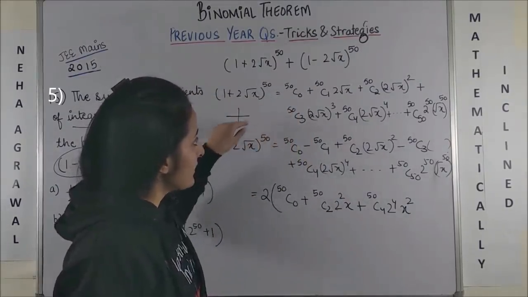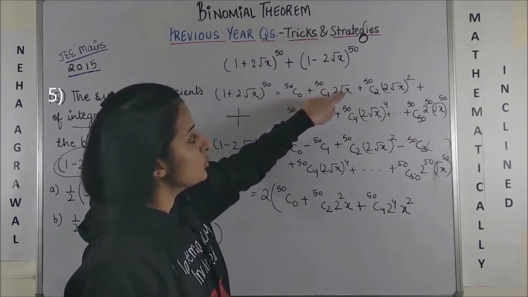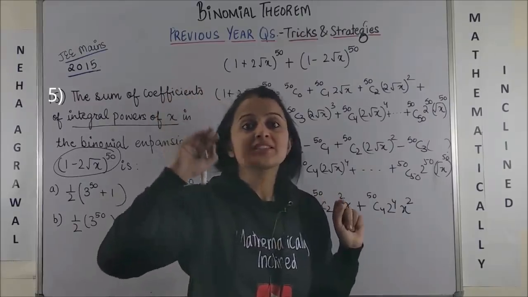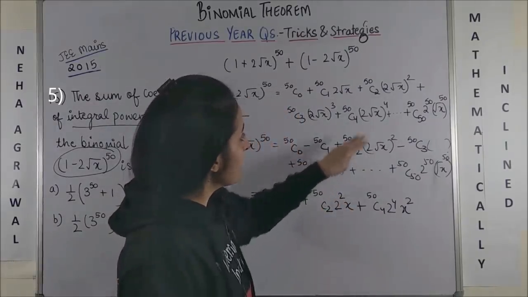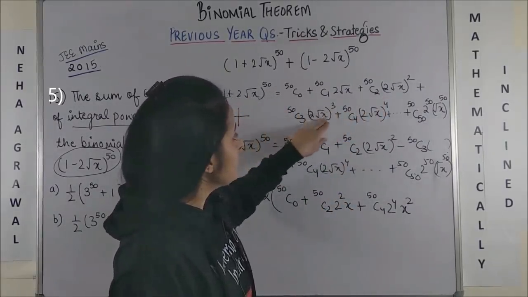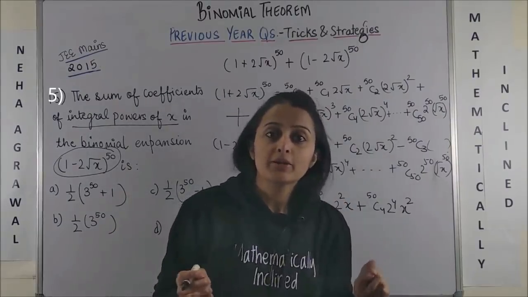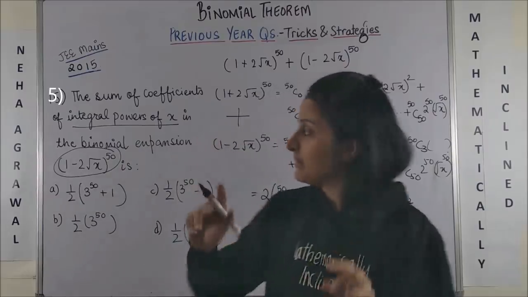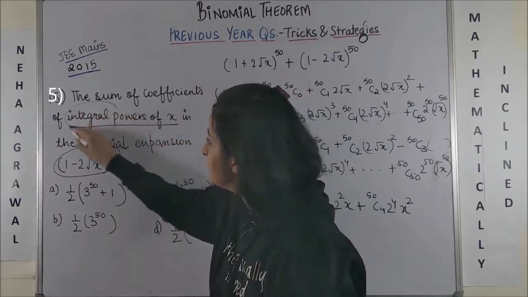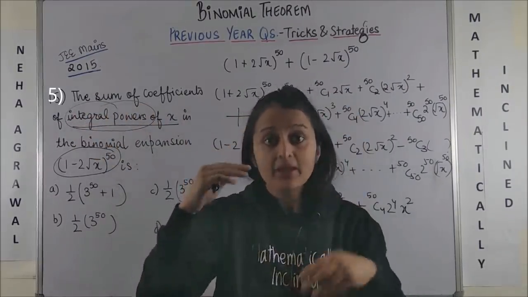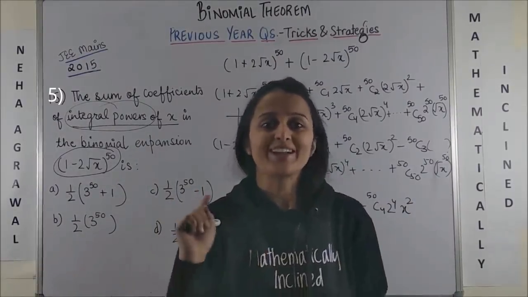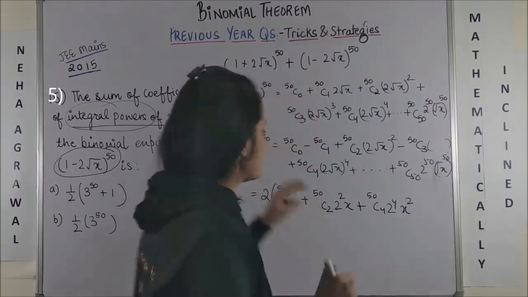So you realize that when I'm adding, I am getting all the integral powers of x. If I was subtracting, I would have got 50C1 2√x. Root x is not an integral power. X raised to power half is a radical. Same way, if it was 50C3, I would get x raised to power 3 by 2, again a radical. That's the logic. So just keep in mind, whenever you want the integral powers, add them. Whenever the question says non-integral powers, simply subtract them. That's the basic trick.